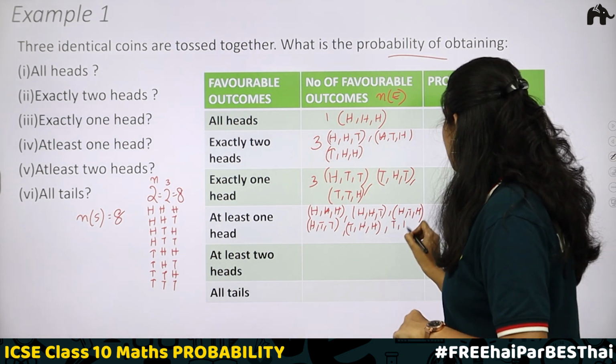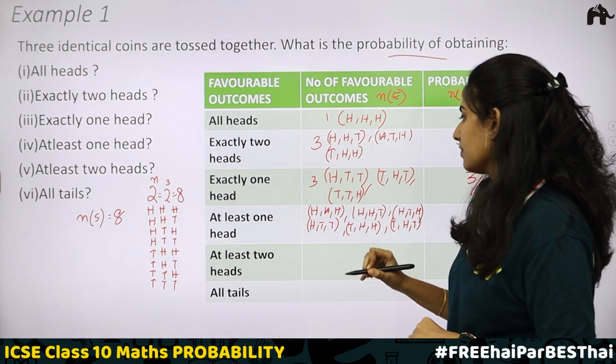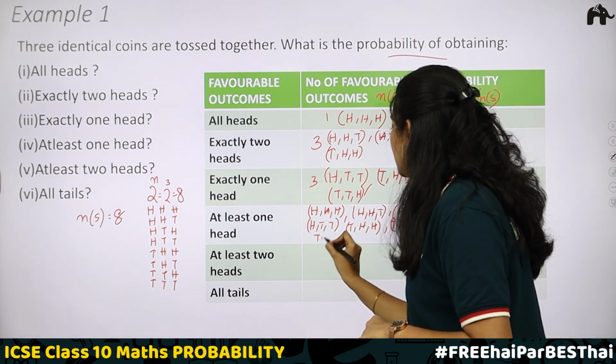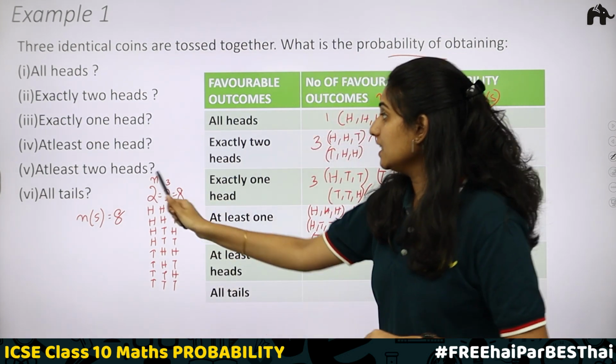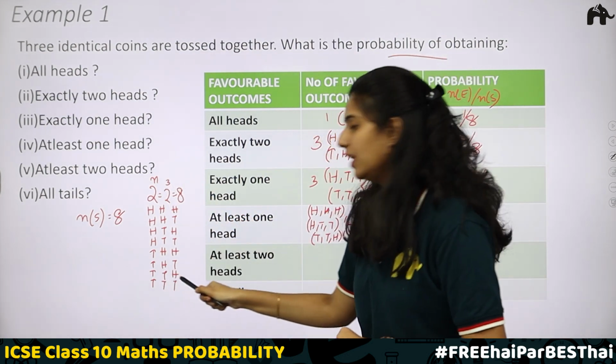Tail, head, tail can be taken. Tail, tail, head can be taken. Can you take tail, tail, tail? At least one head. Here there are no heads at all.